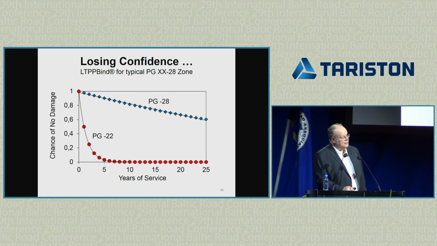This is what you see when you have an error of 6 degrees. You go from 98% confidence to about 50% confidence. And your chances of no damage in a given year decline from about 100% at year 0 to about 0% after 5 or 6 years. That's with an error of only 5 or 6 degrees. And it's just weather statistics. There's more problems with thermal stresses being way too high, but won't go into that.